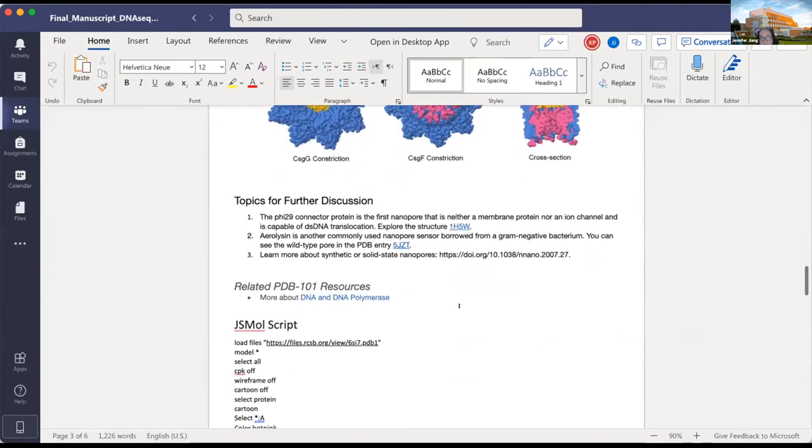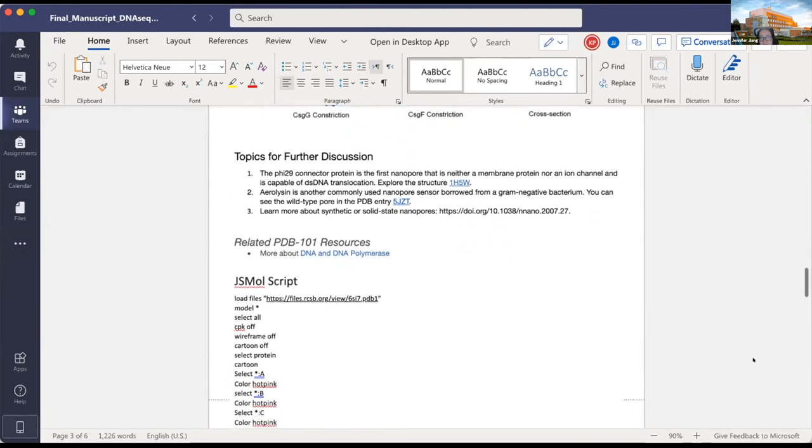And for topics for further discussion, we mentioned that there are two other nanopore proteins. The first one is the phi29 connector protein. It's the first nanopore that's neither a membrane protein nor an ion channel, and it's capable of double-stranded DNA translocation. Aerolysin is another commonly used sensor borrowed from a gram-negative bacterium. And then for the third point, we encourage them to read about synthetic or solid-state nanopores.